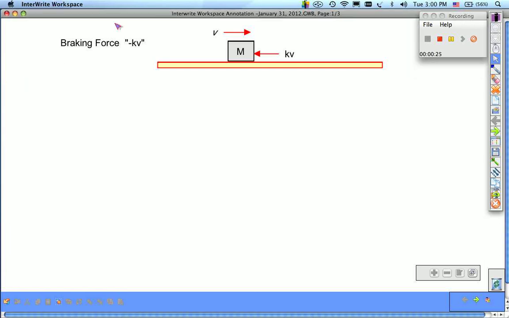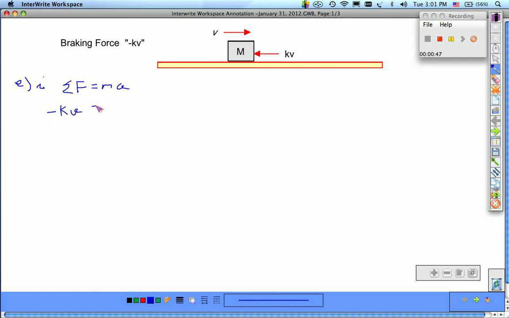So here's part I. It says, write but do not solve the differential equation for the velocity as a function of time. So we typically begin with a statement of Newton's second law: the sum of the forces equals ma. And in the sum, we only have the one force, and that's minus kv, because it acts to the left.